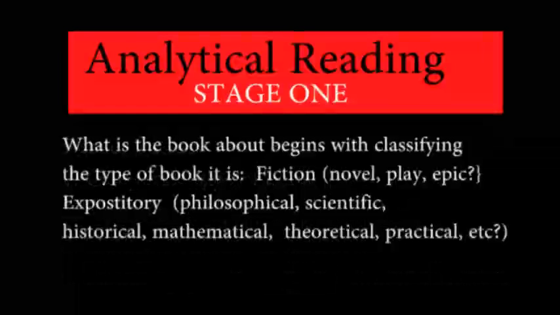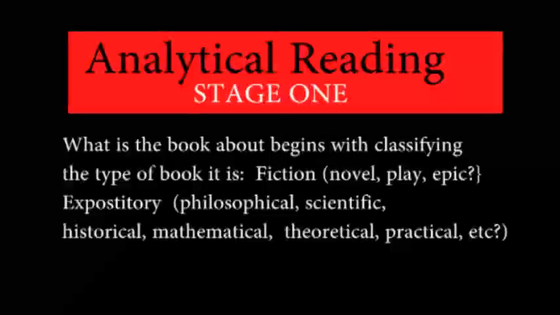First, to find out what a book is about, a reader must classify the whole book. In other words, the reader must determine whether the book is fiction, a novel, a play, an epic, a lyric, or an expository work. If it is non-fiction, is it philosophical, scientific, historical, mathematical, theoretical, or practical? To achieve this initial first step, the reader must engage in inspectional reading by reading the title, title page, and so forth.